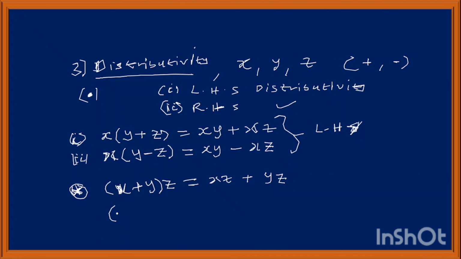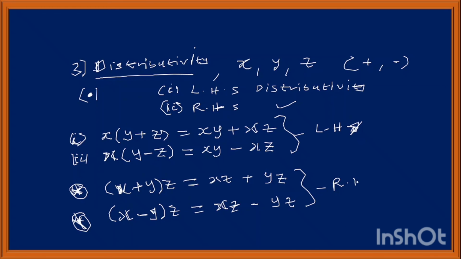Also, this is asterisk. So this will be for subtraction. Say x minus y multiplied by z is equal to xz minus yz. So these two are called right hand side distributivity.